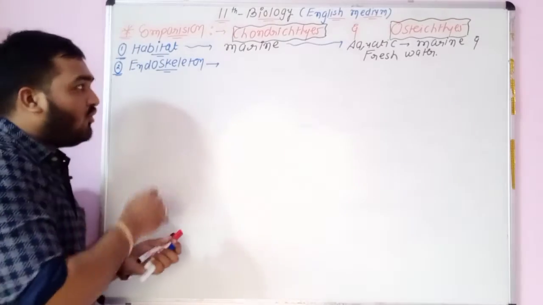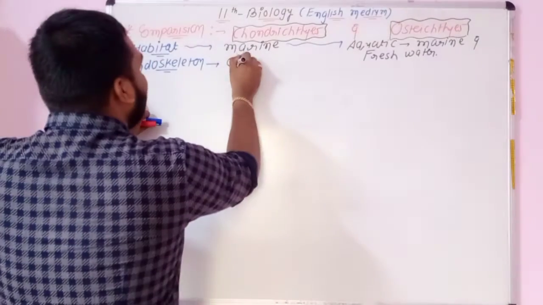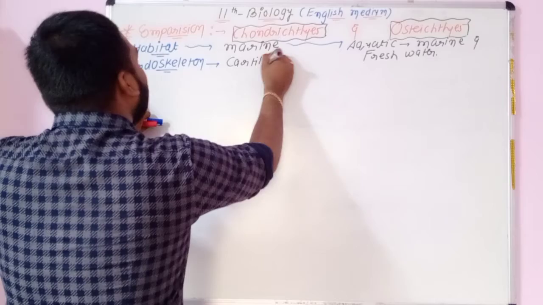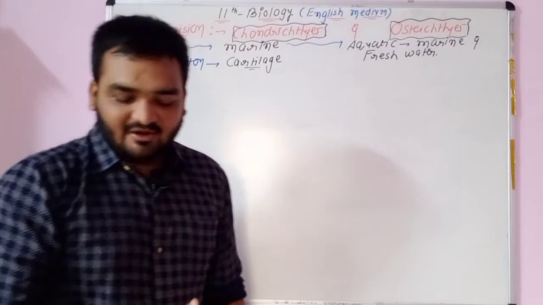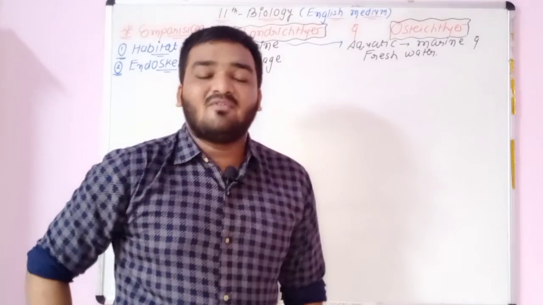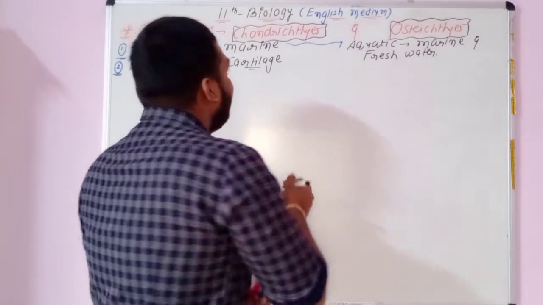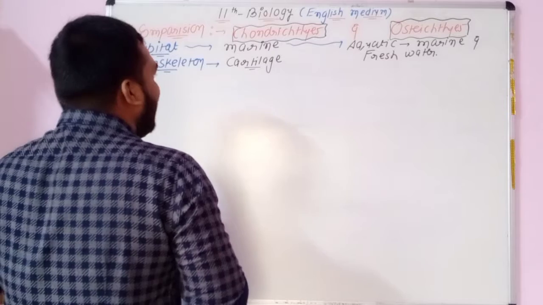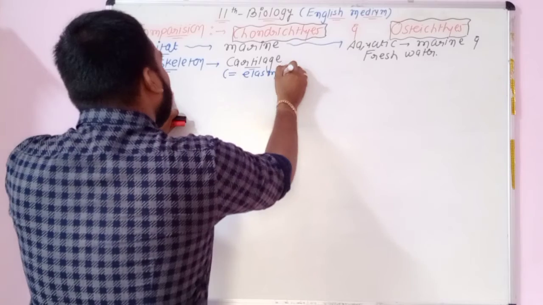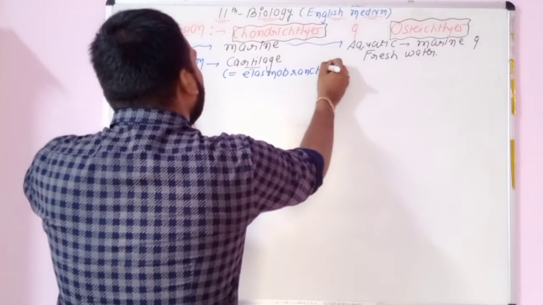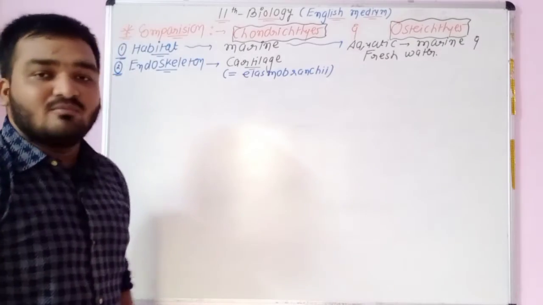So in Chondrichthyes, you will remember, the endoskeleton is made up of cartilage. So it is a cartilaginous type of endoskeleton, and this type of skeleton is known as cartilaginous skeleton. That's why Chondrichthyes are also known as elasmobranchii. You will remember this other name of Chondrichthyes.